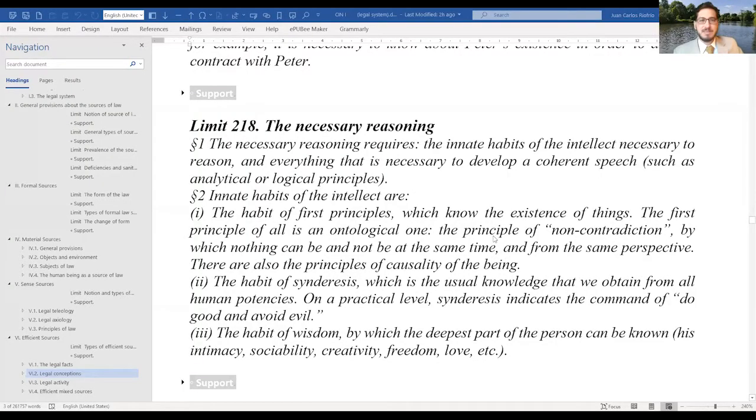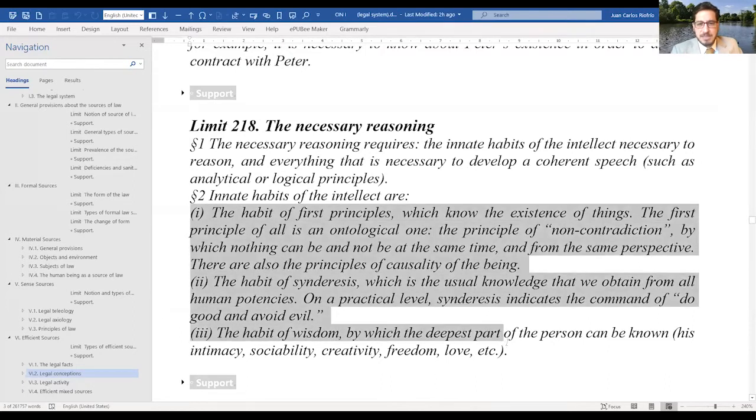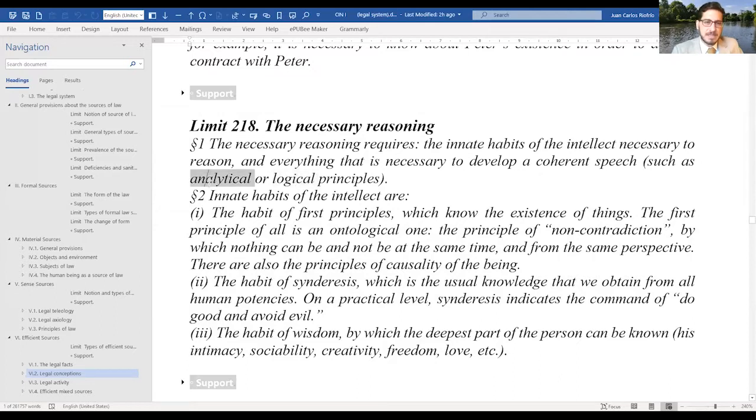I will never ask you something about this in any quiz because it's very philosophical, but the main idea of this limit is that there is something in our minds at the very beginning, some first reasons, some first ideas that you will agree on. For example, non-contradiction seems to be obvious. It's the first principle of the cosmos, of knowledge also. So that's why all these kinds of first ideas we can find in the necessary reasoning. And also all the principles of logic, the science of analytics, also the coherence in reason.